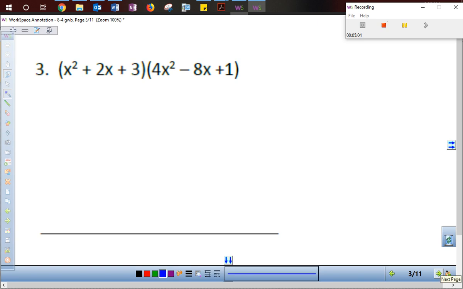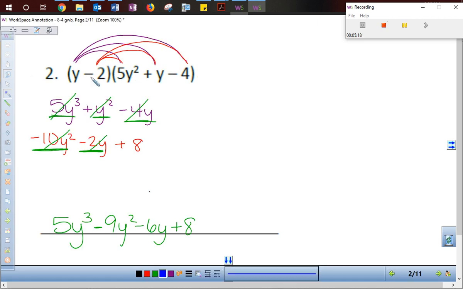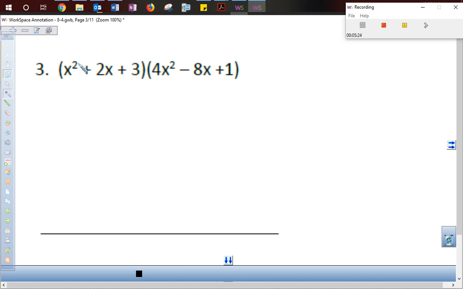Now on number 3, we have a trinomial being multiplied by a trinomial. The process itself is going to be the same. I need to take every term in my first polynomial and distribute it through my second polynomial. But instead of like number 1 and number 2, where we were taking 2 terms times 3 terms to get 6 terms, we're going to be taking 3 terms times 3 terms. So we should end up with 9 terms before we combine like terms. So let's see what I get.